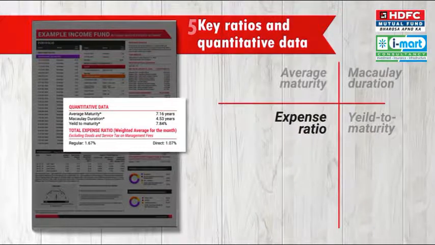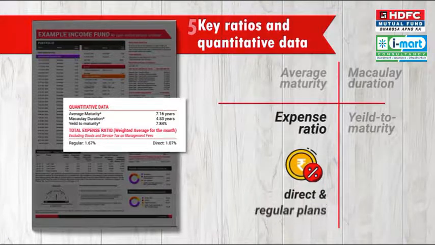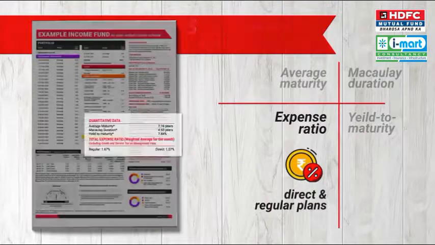Expense ratio gives the annual operating expenses of a scheme as a percentage of the scheme's net assets. The fact sheet contains the expense ratio for both direct and regular plans.